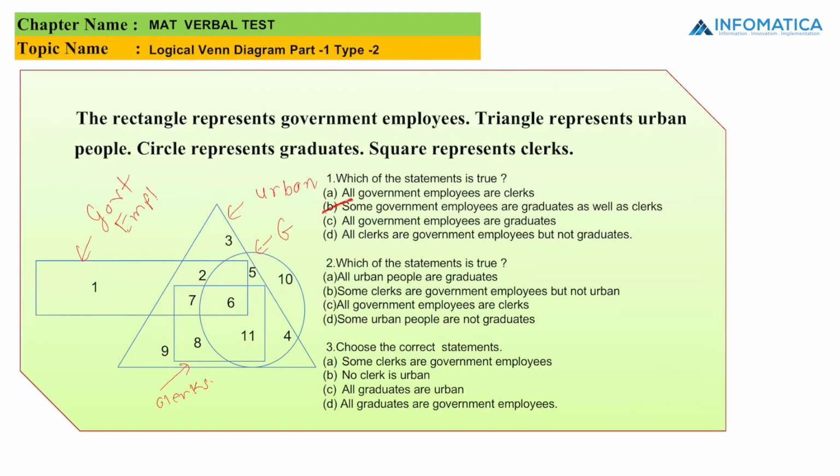If I go for the clerks, I am having numbers 7, 6, 8 and 11. Now are all of these government employees? If I talk about government employees, they are represented by a rectangle. So are some of them inside the rectangle? Is 7, 6, 8 and 11, are some numbers out of this, are they inside the rectangle? I can definitely say that number 7 and 6 are inside the rectangle.